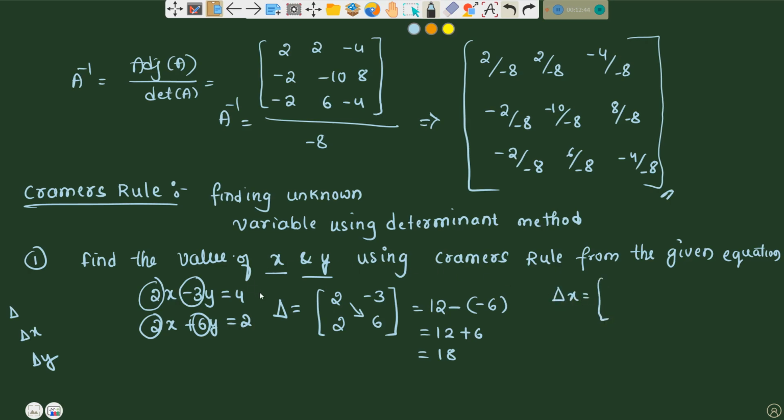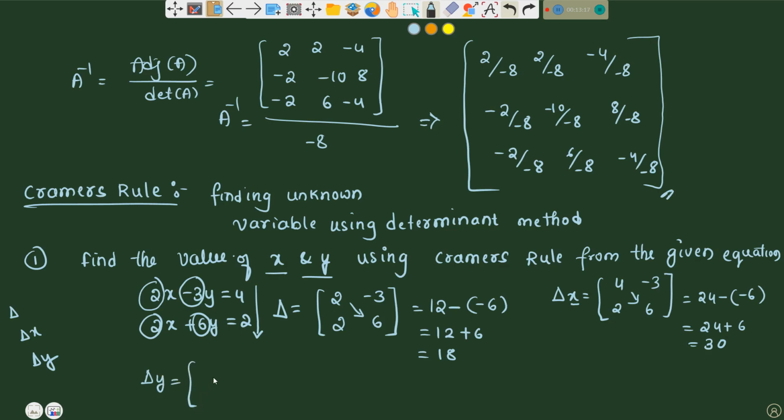Now delta x. Here you can see you have to put these numbers in the first column, 4 and 2, because you are finding for x. That's why you put the values after the equals sign in the x column, and the rest of the elements will be the same: minus 3, 6. Now do the cross multiplication again. 4 times 6 is 24, minus 2 times minus 3, which is minus 6, so this becomes 24 plus 6, which is 30.